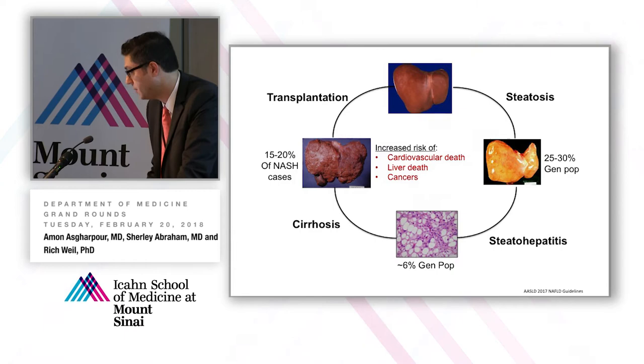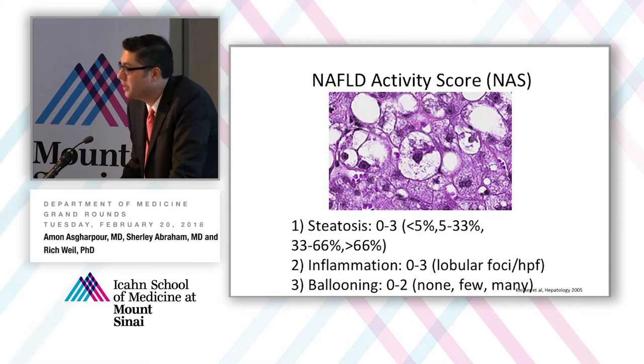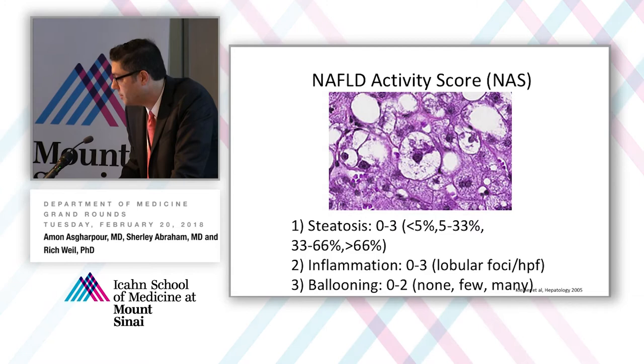So histologically, we use the NAFLD activity score to get an idea about the gestalt of NASH. And this incorporates steatosis, which is graded from 0 to 3. And that just depends on the percentage of fat that the pathologist sees on the slide. There's also inflammation, which is looking at the different lobular foci on high power field, and ballooning.